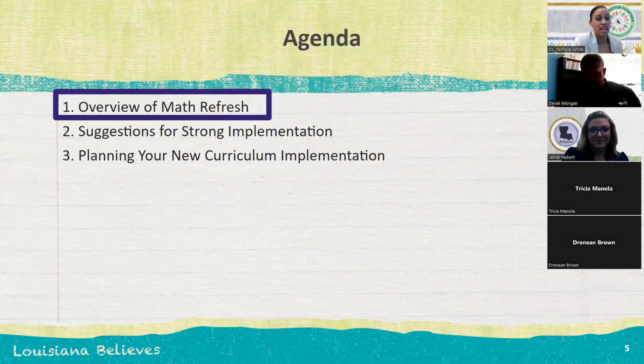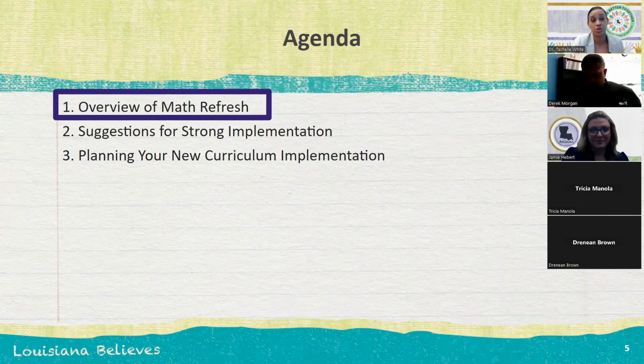So the agenda for today, we have 3 parts of this presentation. First, we're just going to overview the Math Refresh. If you have attended some of our webinars or any of our presentations more recently, I'm sure that you have heard about our Math Refresh initiative. We're very excited about it, so we will overview it just for a few minutes.